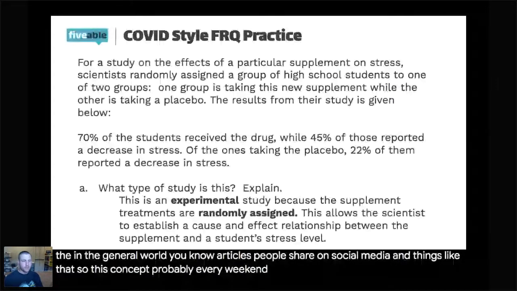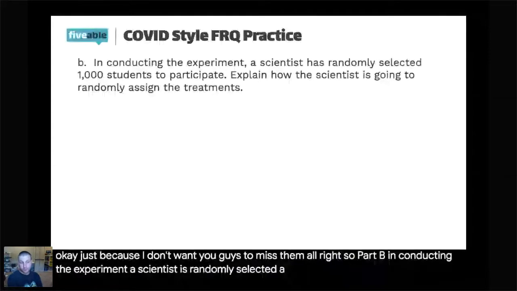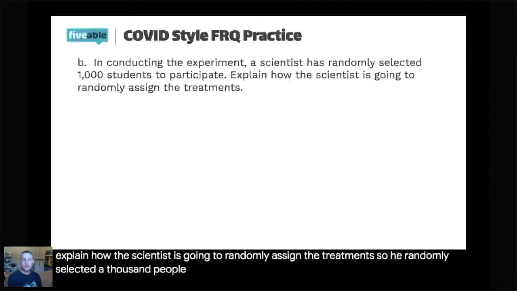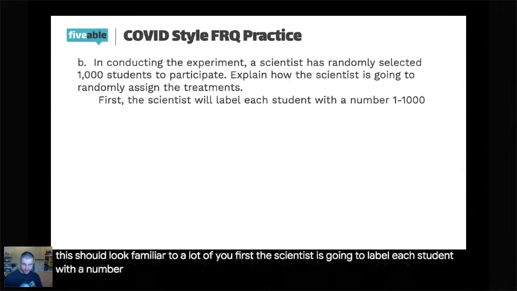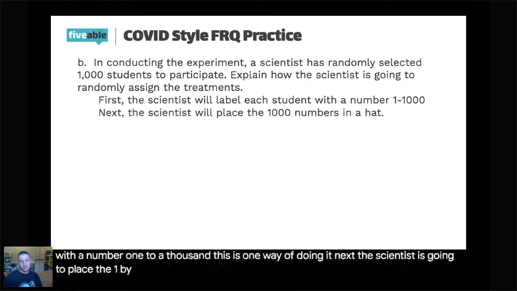All right. So part B, in conducting the experiment, a scientist has randomly selected 1,000 students to participate. Explain how the scientist is going to randomly assign the treatments. So he randomly selected 1,000 people. Okay, but now he's going to randomly assign them. All right. This should look familiar to a lot of you. First, the scientist is going to label each student with a number 1 to 1,000. This is one way of doing it. Next, the scientist is going to place the 1,000 numbers in a hat. Before he starts drawing names out of the hat, what should he do with the numbers?